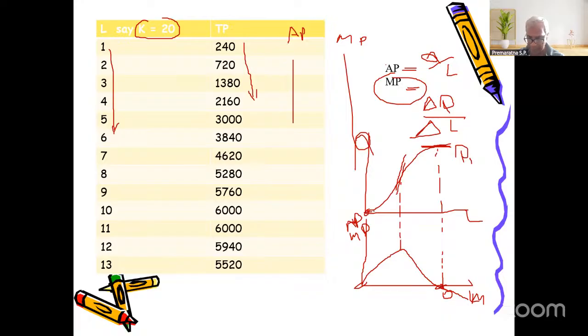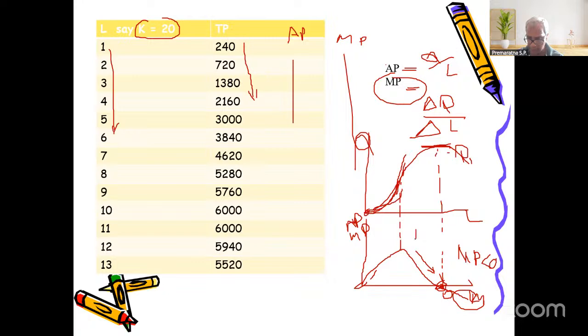When output increases at an increasing rate, you can see the marginal product increase. After that, total product still increases, but at a decreasing rate. You can see here. Then total product comes to the maximum point where the marginal product becomes 0. After that, total product decreases. There you can see the marginal product is negative. So here the marginal product is negative.